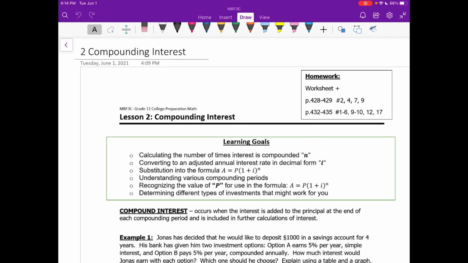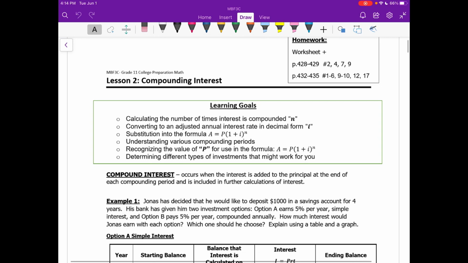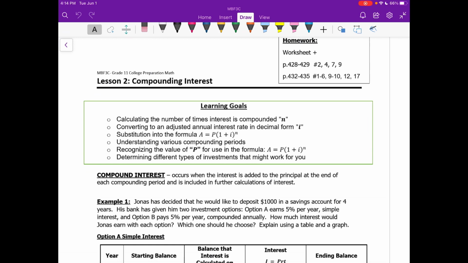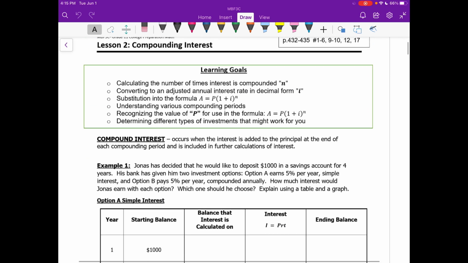Hey class, so we're going to go over lesson 2 today, which is compounding interest. We already talked about simple interest. Compounding interest is interest that is compounded at a regular interval. So we'll talk about what that means and how it might be better or worse to invest in a compounding interest account than a simple interest account.